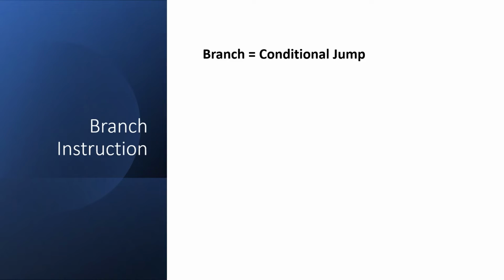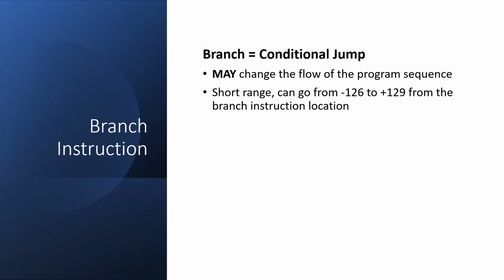Well, that's it for jump. Let's move on to branch. The branch instruction is a conditional jump. It may or may not change the flow of the program sequence. On the 6502, these branches are short range. In decimal, we can jump back 126 locations or forward 129 locations from the jump instruction itself. Because the final address is based on the current address, this is called a relative jump.